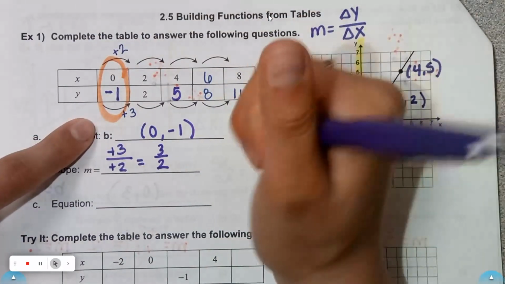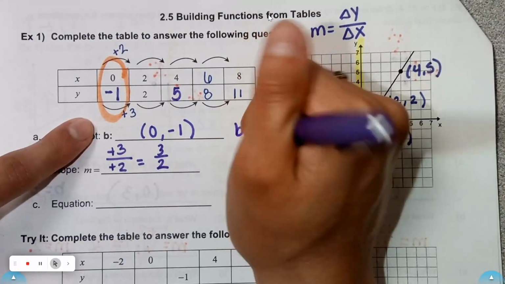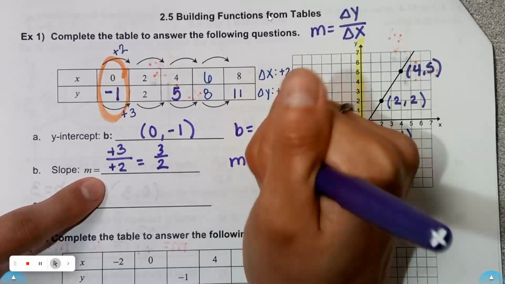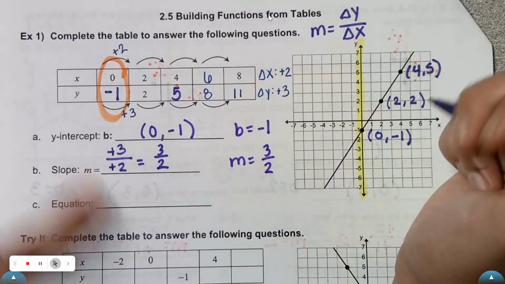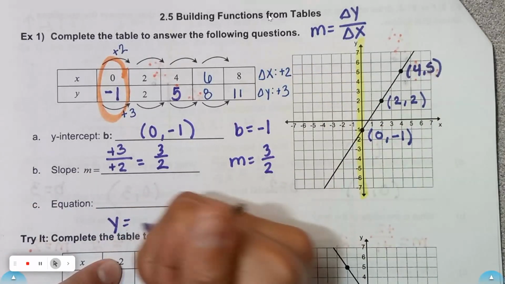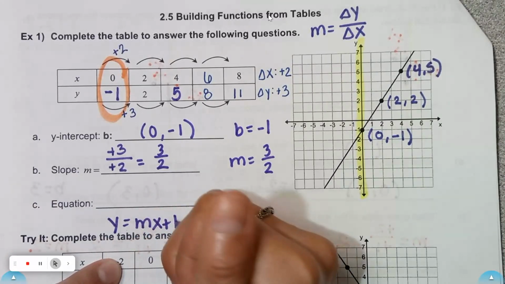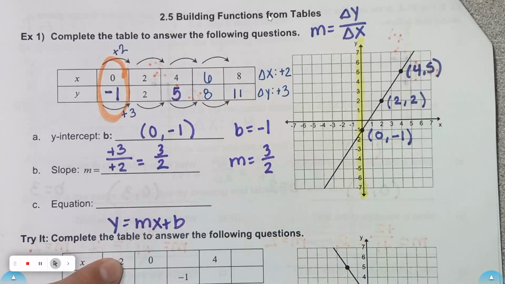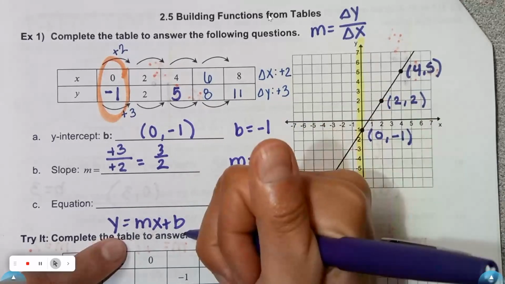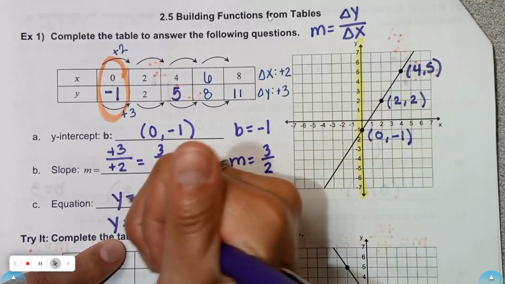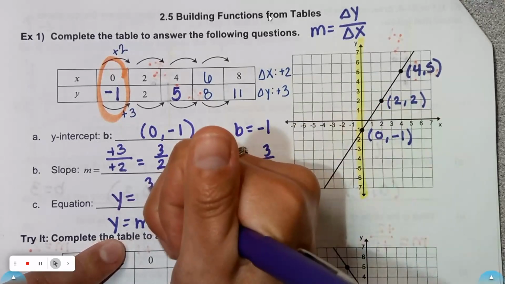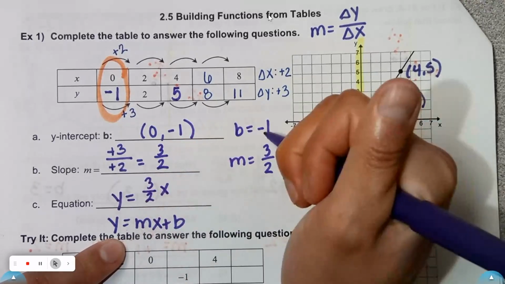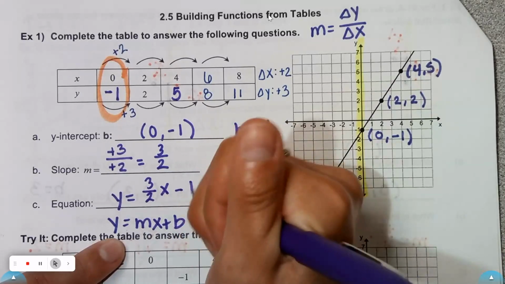So I have my b, right? This is b is negative 1, and I have my m. Our equation is always in the form of y equals mx plus b. So then I'm going to plug these numbers in their correct spot. So I have y equals, my m is 3 over 2. My b is negative 1, so we'll put minus 1.